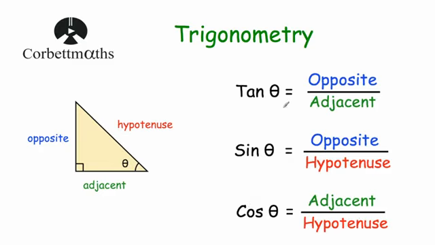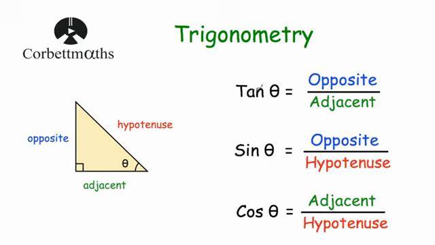And as I said, it's really important that you know those trig ratios. Now some people remember them using a saying such as SOH CAH TOA, where SOH is sine equals opposite over hypotenuse, CAH is cos equals adjacent divided by hypotenuse, and TOA is tan equals opposite divided by adjacent.